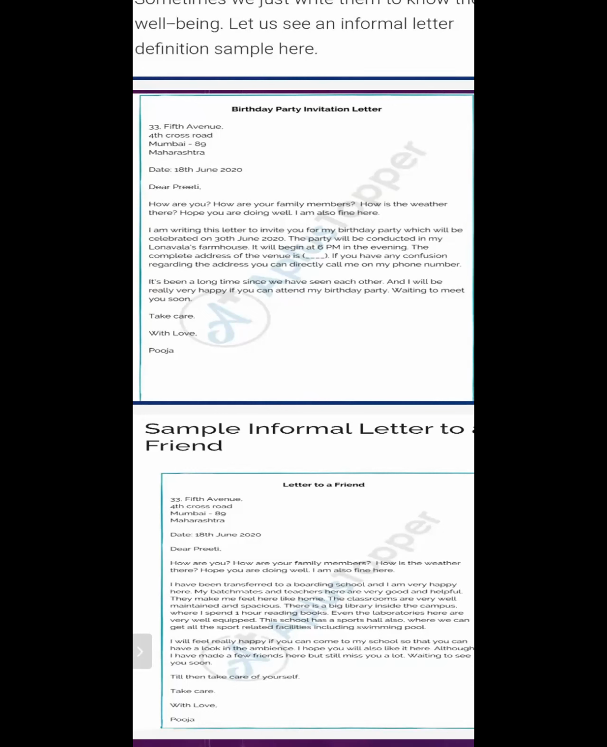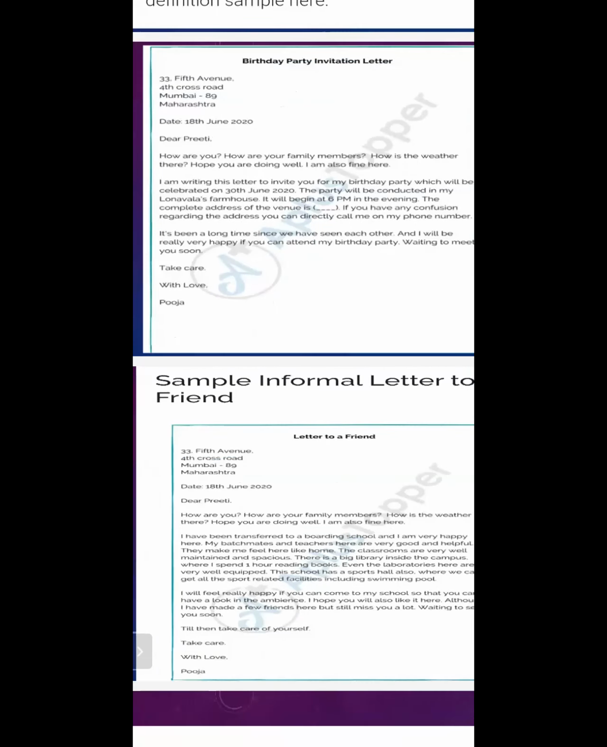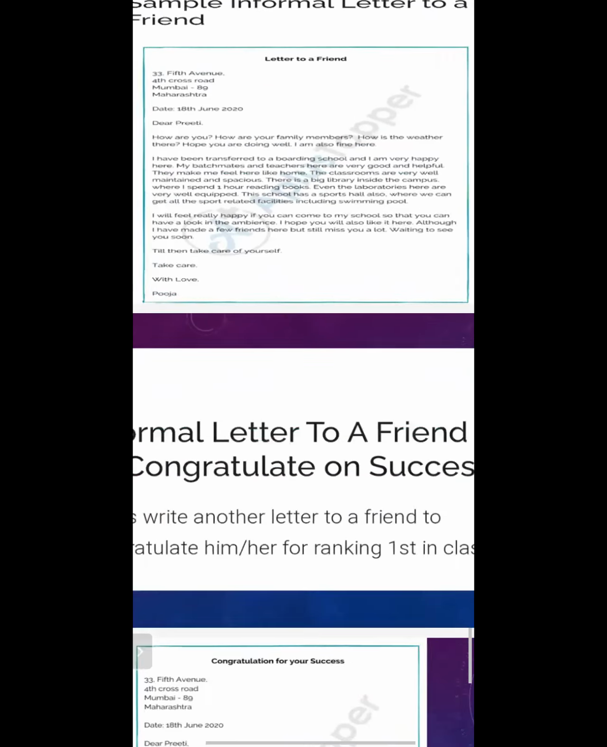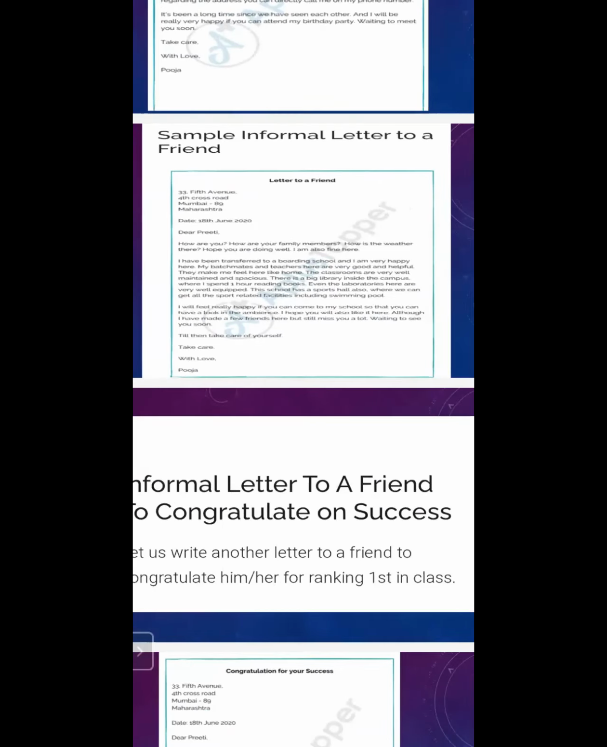So this is the letter written to your friend inviting for the birthday. So here, first, what is the format of an informal letter? First, you have to write the sender's address, date, the salutation, that is, Dear Priti, dear friend's name. Divide the letter into 3 paragraphs and close it with love, Pooja. Then one more letter to a friend.